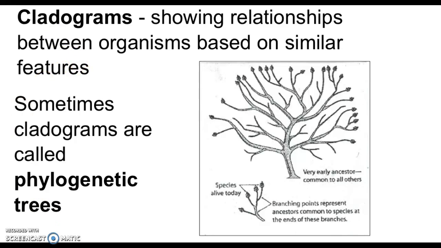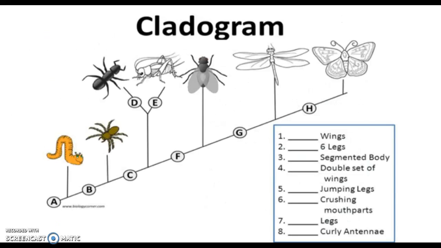And as we look at a cladogram, go to the next page here. Here's an example of a cladogram, and this is out of your packet. And cladograms have different things. First, they have the organisms that you're trying to learn about and see how they're related to each other. So we have all these little insects up here. Then down here, the letters represent the trait.